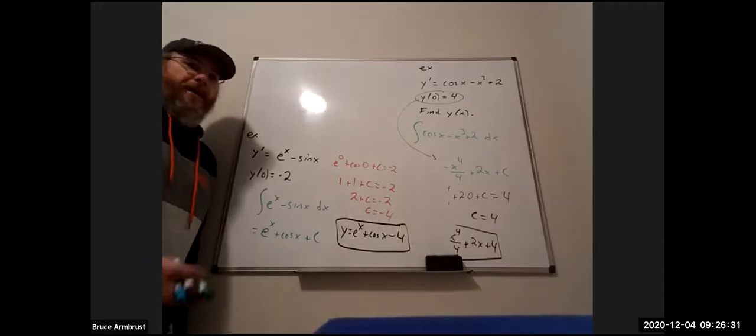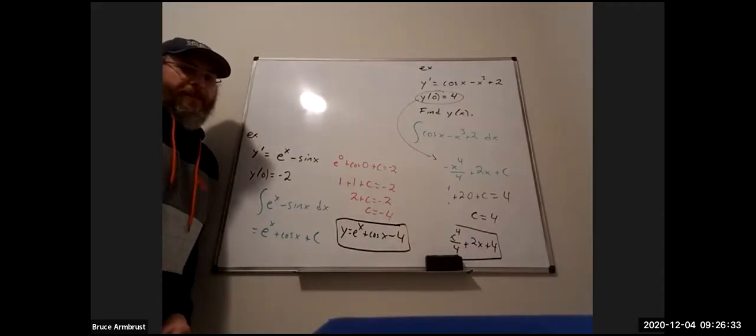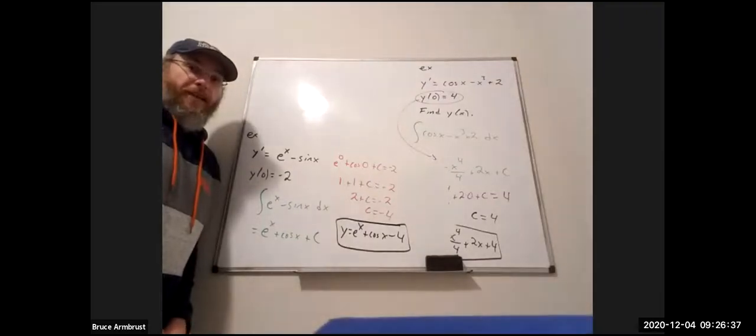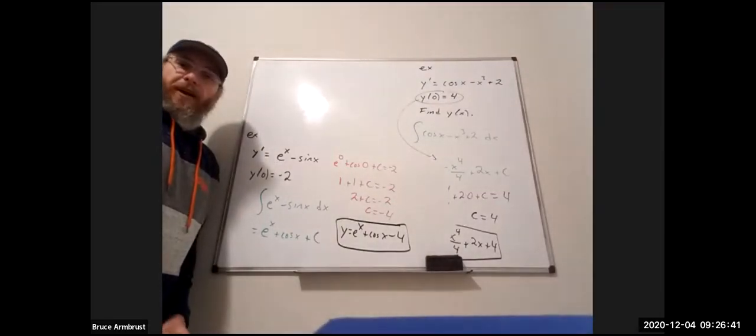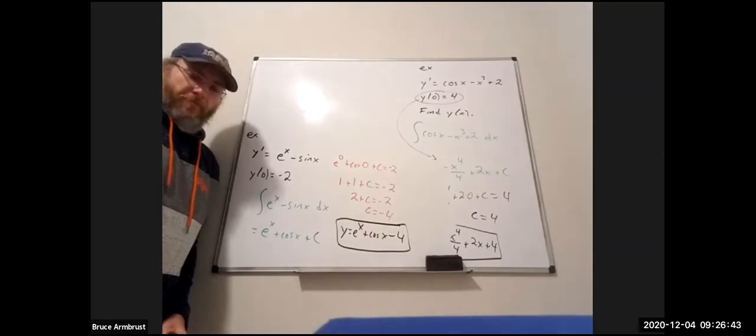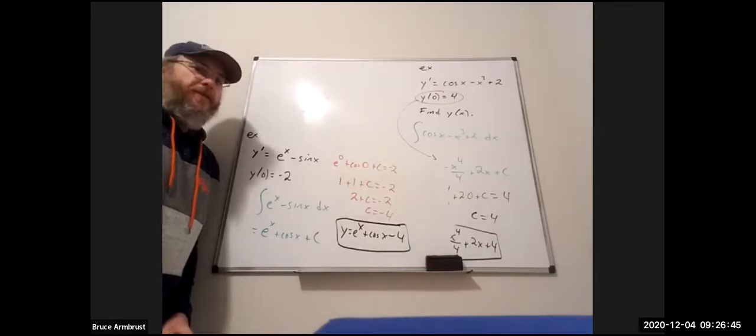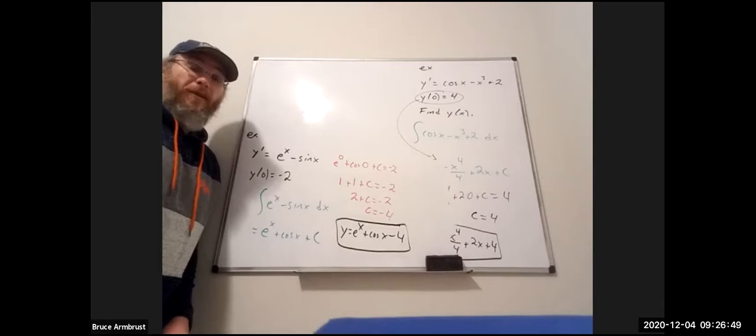So just plug in the number and you'll see what you get. All right, so an initial value problem is just figuring out what that c is that we find when we anti-differentiate. All right, so hopefully you're feeling a little bit better about this, and you're just seeing that anti-derivatives are derivatives just going backwards. We're starting with the answer, and we're trying to come up with the question.